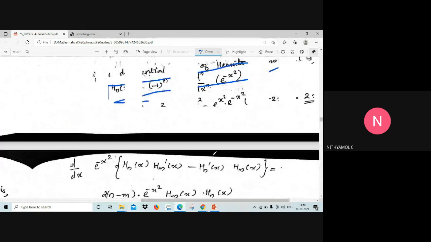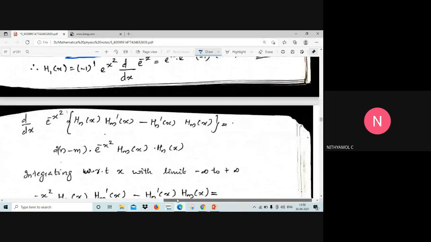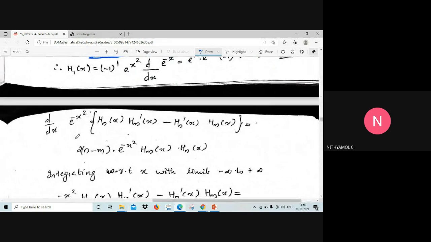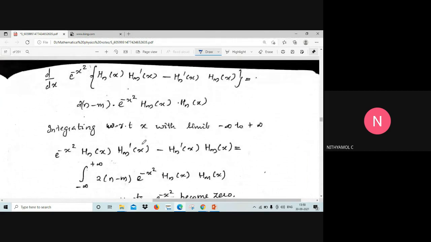So d by dx of e raised to minus x square (hn x hm prime x minus hm x hn prime x) is equal to 2 into (n minus m) e raised to minus x square hm x hn x. And now we are integrating this function with respect to x within the limit minus infinity to plus infinity.